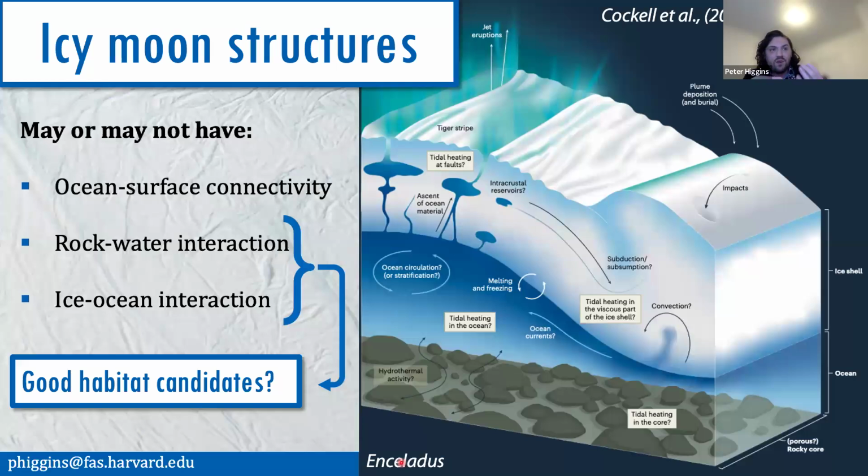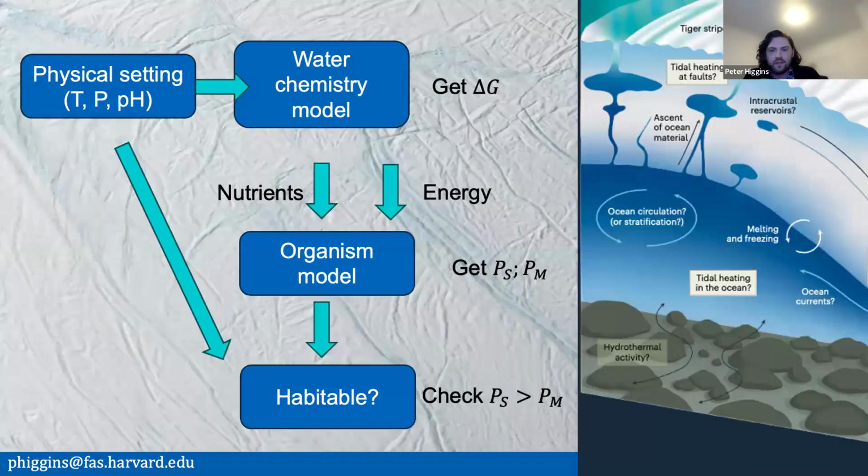Now, that said, we need to quantitatively determine whether these can be good habitat candidates. And as we discussed in the first part, we can do that as long as they're sustained through time and they can provide energy, nutrients, and nice chemistry. All should be good for life, right?